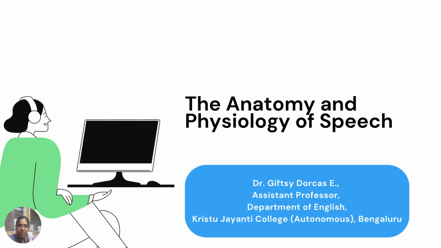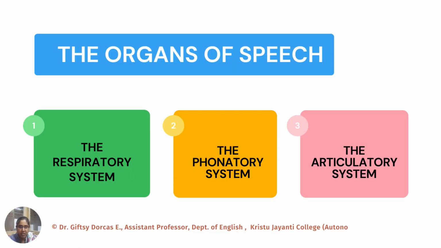So, today we're going to see the anatomy and physiology of speech. To be specific, we're going to see the organs of speech. The organs of speech include three. They are the respiratory system, the phonatory system, and the articulatory system. In this lecture, we'll be seeing in detail about each of these three systems and how they help in the production of speech sounds.